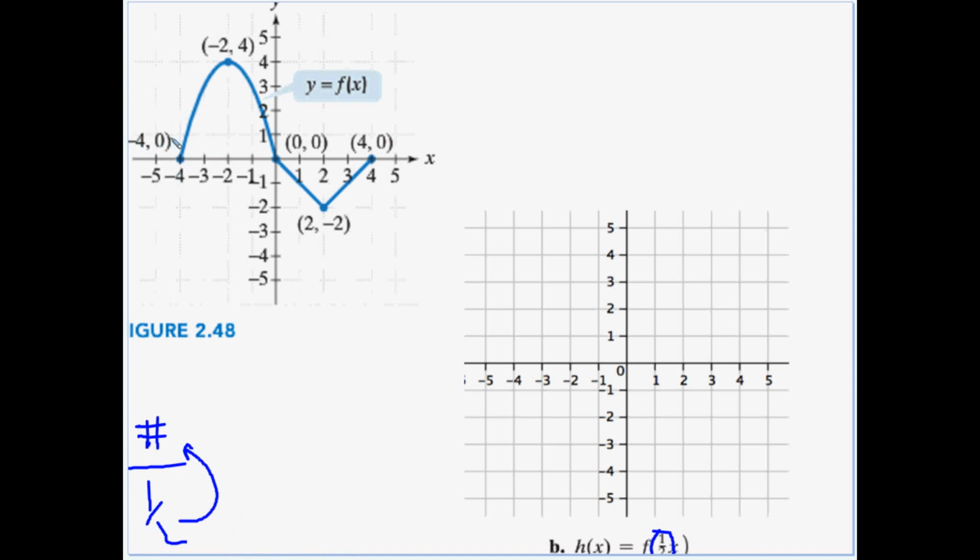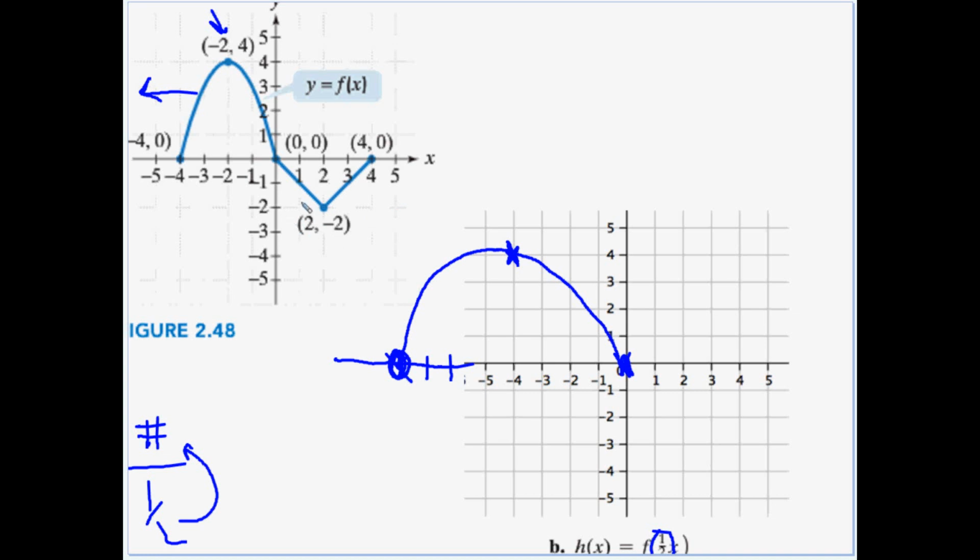This -4, 0 would now be -8, 0. 5, 6, 7, 8. So here's -8, 0. I'd have a point there. This -2, 4 would be -4, 4. -4 up to 4. And then we would have the origin. Half of 0 is still 0, so we'd put that there. So now the looped part got pushed away from the y-axis. This part here got pushed out that way, stretched out.